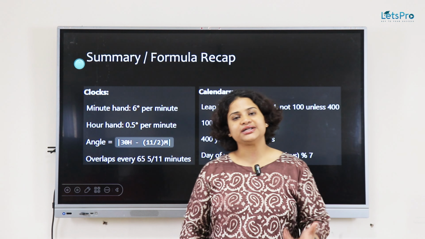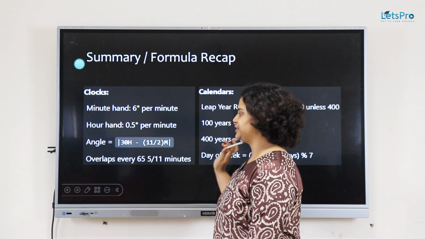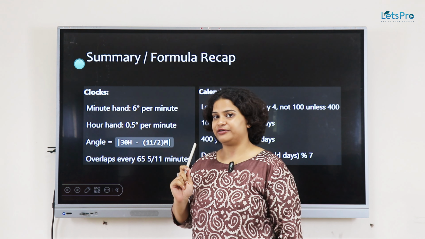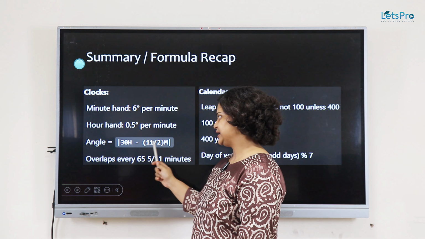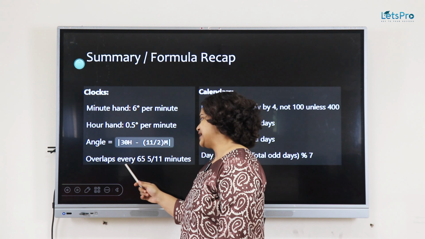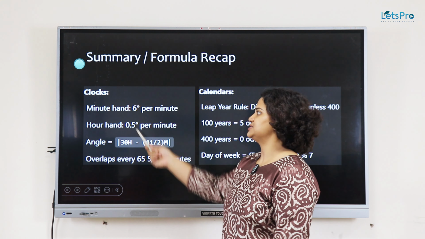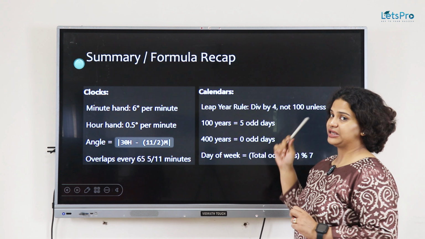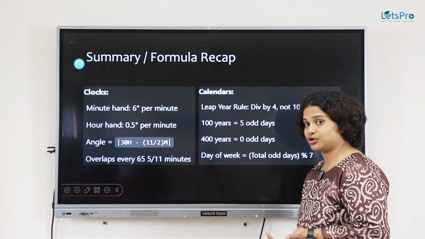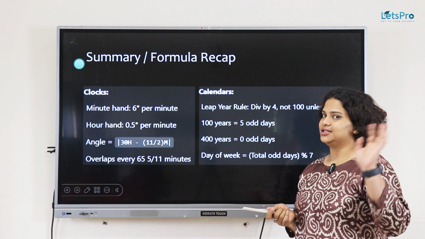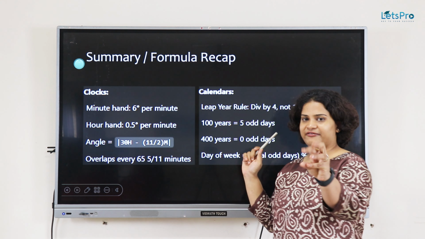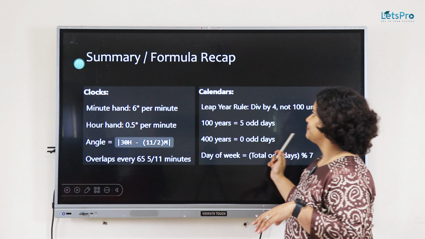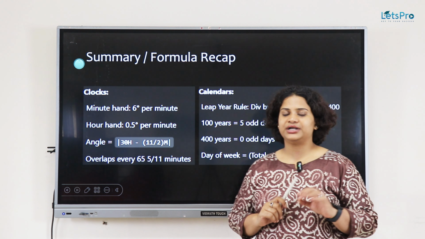Alright, now that is about it. That was about clocks and calendars. We will quickly summarize. For clocks, the minute hand moves at 6 degrees per minute. The hour hand moves at 0.5 degrees per minute. Angle is nothing but 30h minus 11 by 2 m. Overlaps happen every 65 and 5 by 11 minutes. This is something you will know for sure. Now coming to calendars, the leap year rule is divisible by 4. If it's divisible by 100, it should also be divisible by 400. If not, then it's not a leap year. 100 years will have 5 odd days, 400 years will have 0 odd days. For days of the week, you will total the odd days and take mod 7.